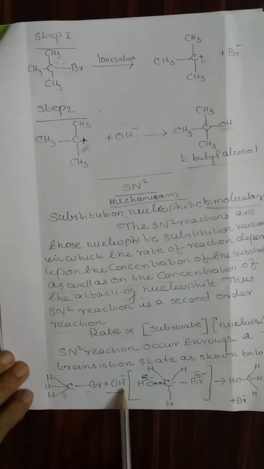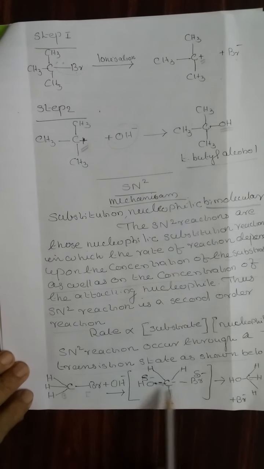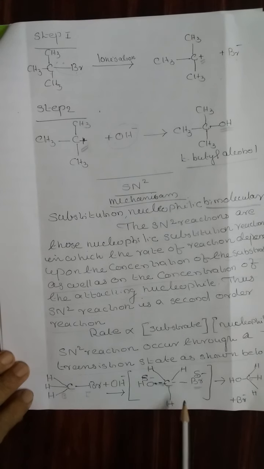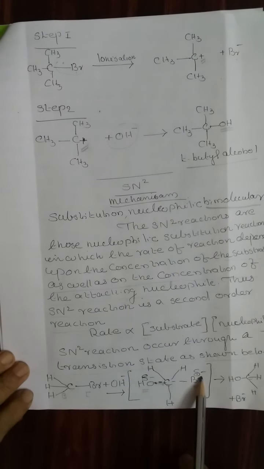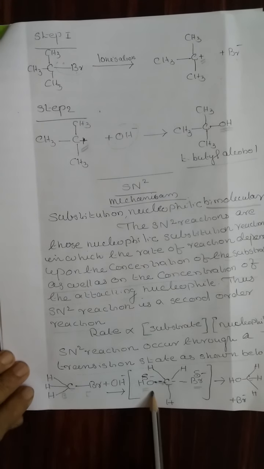The OH minus ion attacks from the back side or the rear side, and when it attacks the carbon, it forms a weak bond which is represented by a dotted line. This is the transition state in which Br is present and OH is present. Both have a minus charge, but OH has high electron density.